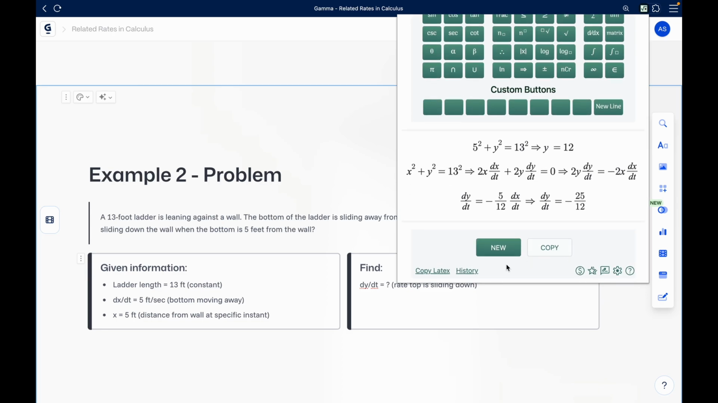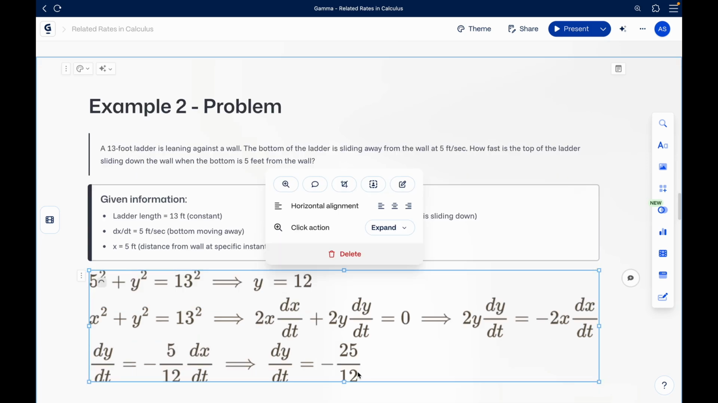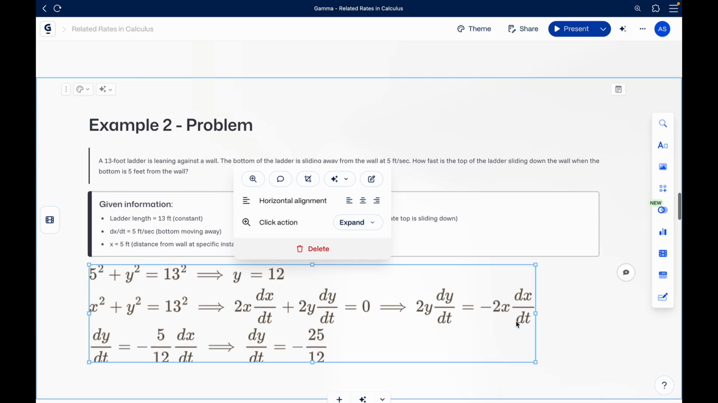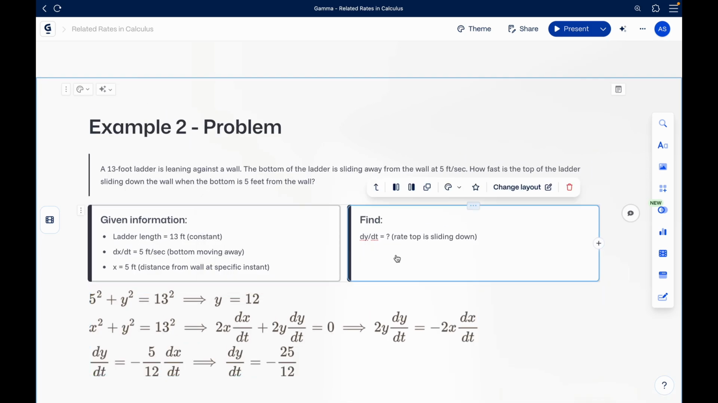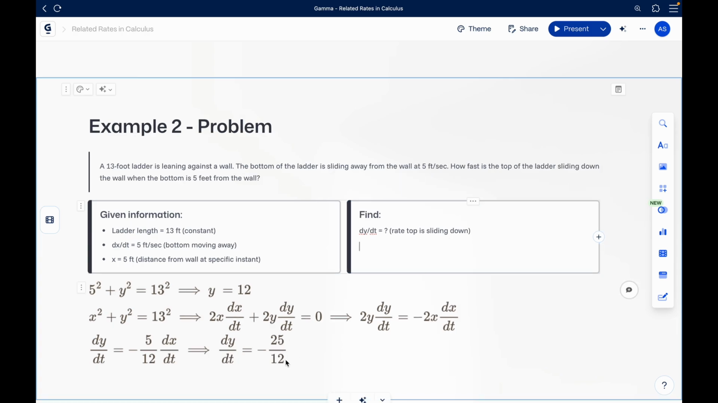So there you have it. There's our solution to our second example. Let me make this a little smaller, and let me actually write the real answer that's not just a number, because it has to have a unit.